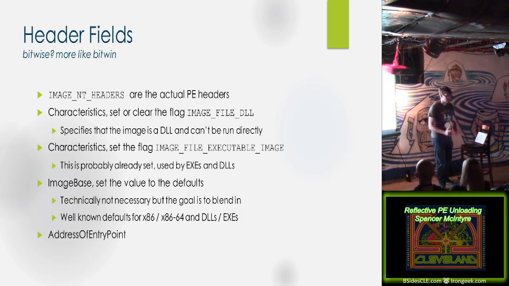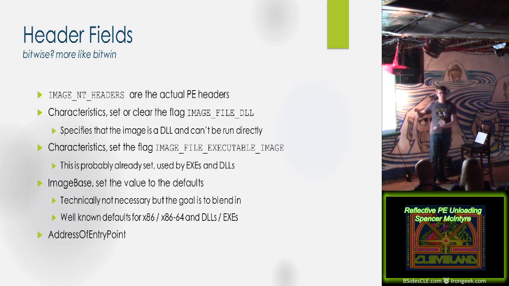Then finally, the image base. You could go into Visual Studio and select your own static image base and just leave it right there. But the image base defaults are different for 32-bit and 64-bit executables and DLLs. So you have four separate values.